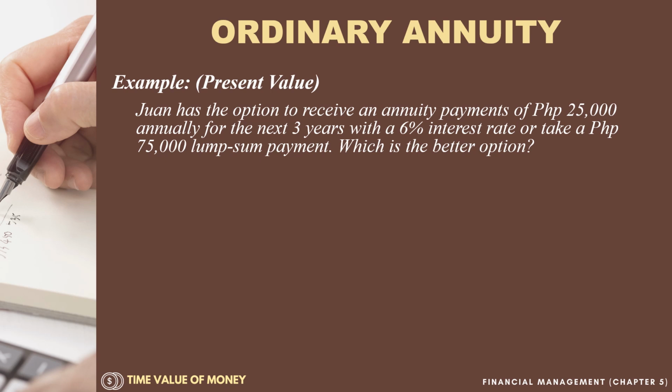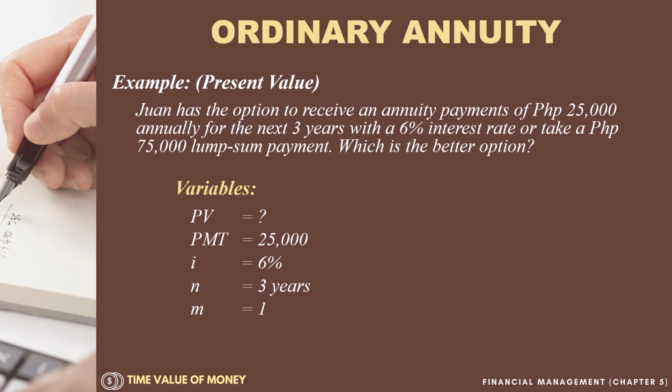Is it to receive the annuity payments, or the equal cash flows of 25,000 per year for the next 3 years? Or should one take the lump sum payment of 75,000 pesos? Now, before we solve this problem, we will first examine the different variables that were given in this problem. So, here are the variables.